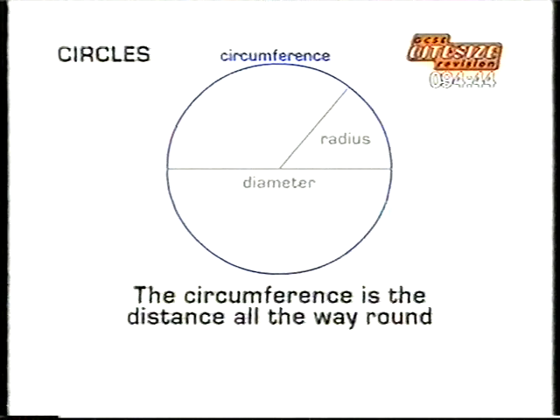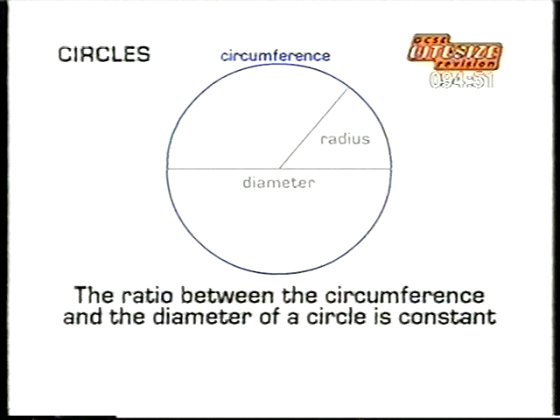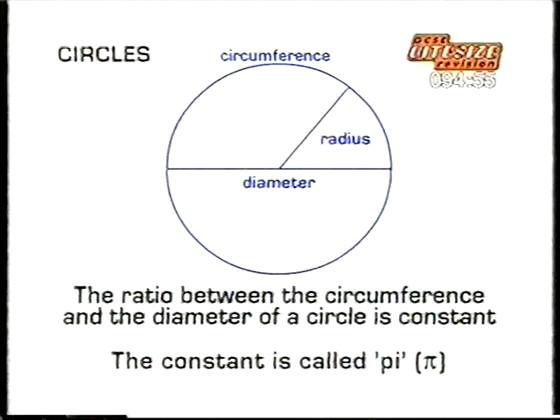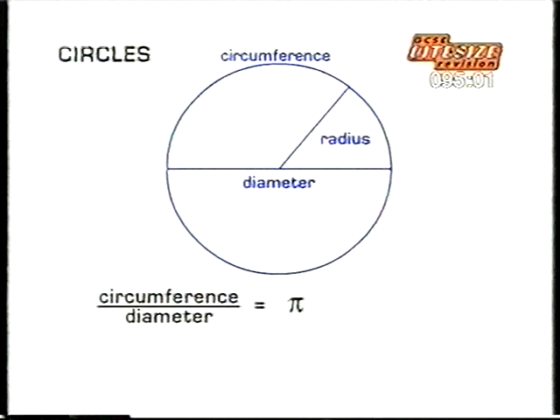The circumference of a circle is the distance all the way around its edge. The ratio between the circumference and the diameter of a circle is constant at just over 3. That constant is called pi, written using the Greek letter pi. So we can say that for any circle, its circumference divided by its diameter equals pi. That's c over d equals pi.